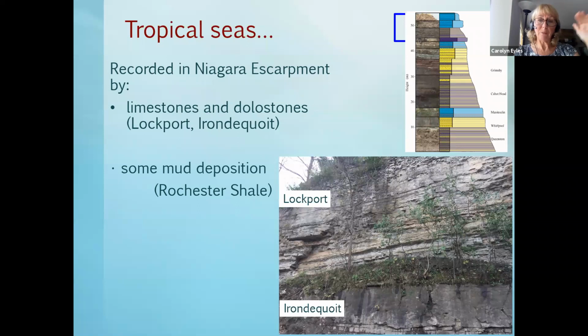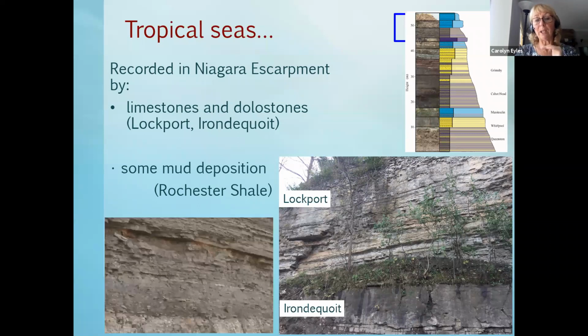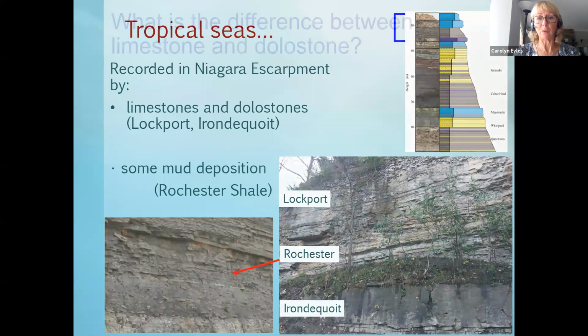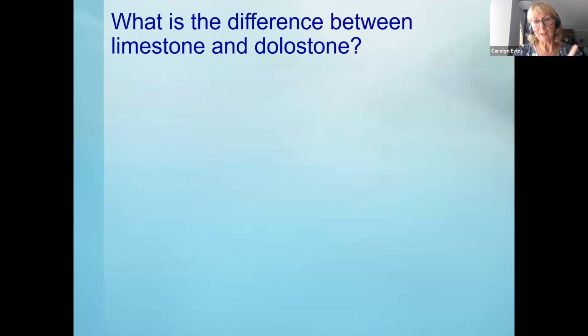Between these limestone or these carbonate layers, we do get some mudstones. So a little bit of mud comes in, and we get the Rochester Shale, which has a different texture and different kind of resistance to erosion, particularly, than the Lockport above and the Irondequoit below. So here we have an environment dominated by these carbonate formations, but we do get occasional shales coming in as well. So I thought I'd add a little thing here about what's the difference between limestone and dolostone, because I've said both.